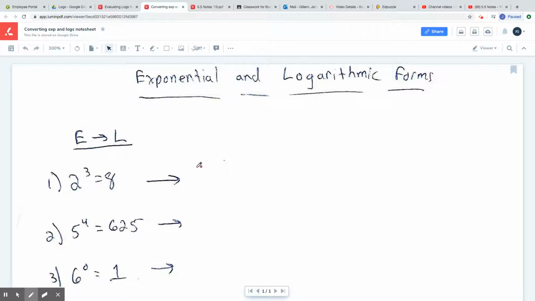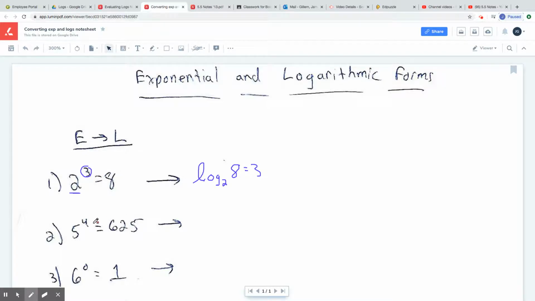Now, to do that, this converts to log base 2 of 8 equals 3. Where did I get that from? Real simple. This right here is the base of your exponential, which means it's the base of my log. Then this number here, whatever it equals, goes after the log, and this is what it's equal to. So the way you read this is log base 2 of 8 equals 3. It's the same thing as 2 cubed equals 8.